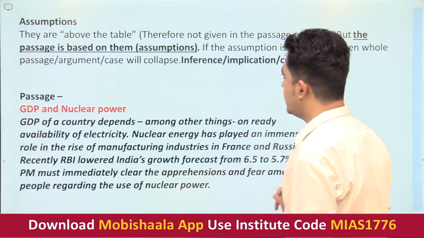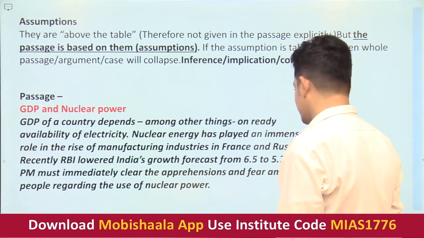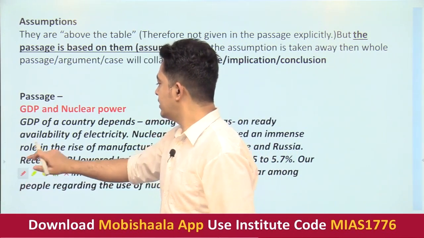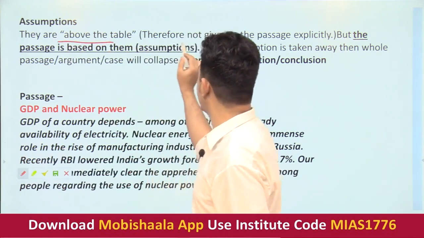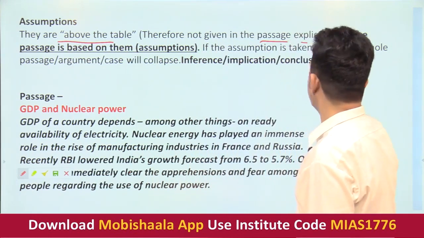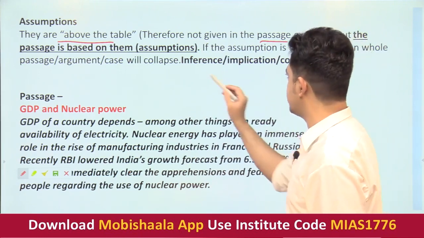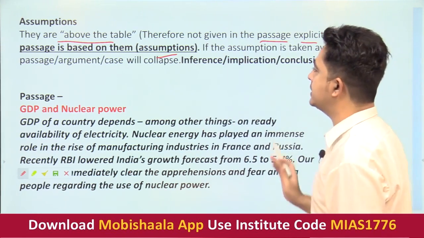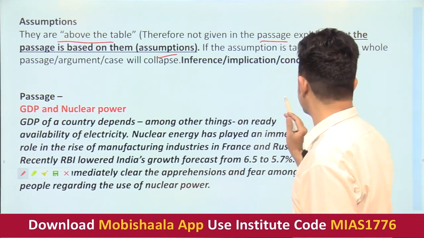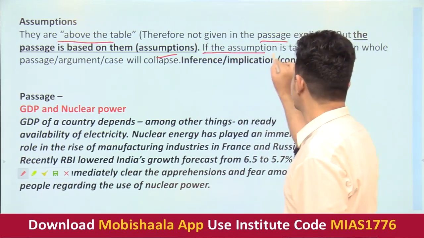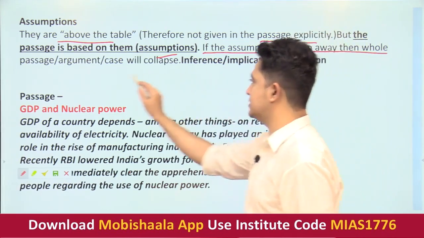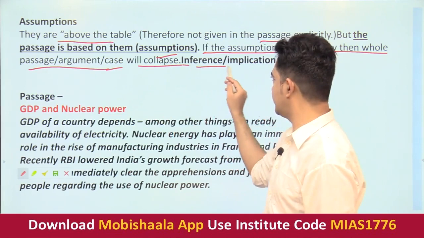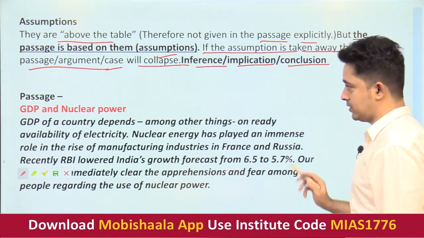Now, see, here are assumptions. Assumptions are something different. Assumptions are above the table: they are not given in the passage explicitly, but the passage is based on them. If the assumption is taken away, the whole passage, argument or case will collapse. Make sure of this, unlike inference, implication or conclusion.